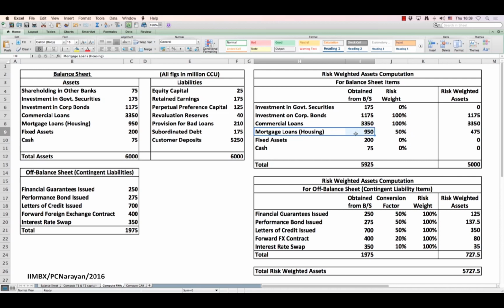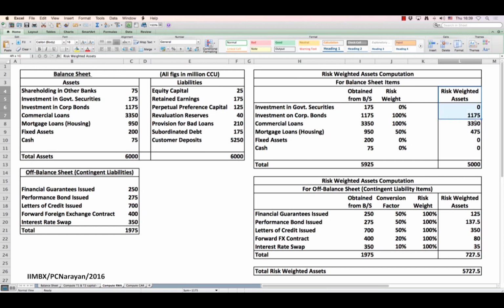Mortgage loans, on the other hand, are backed by the asset called the home for which the loan has been extended. So in the event of default, that home can be sold and the loan recovered. Therefore, the risk weight on that is only 50%. Fixed assets carry 0 risk weight, cash carry 0 risk weight.